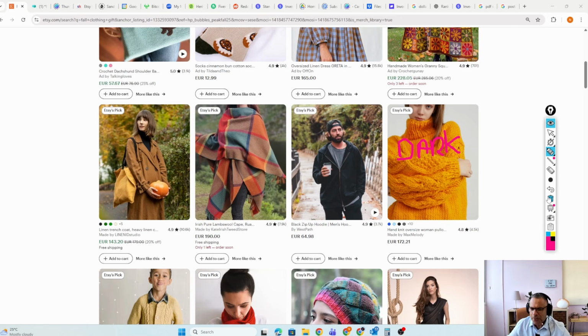Even so, this listing wins because you cannot be confused about what is for sale. You can't be confused. You know exactly what it is. It's a jumper. Whereas these three are confusing.